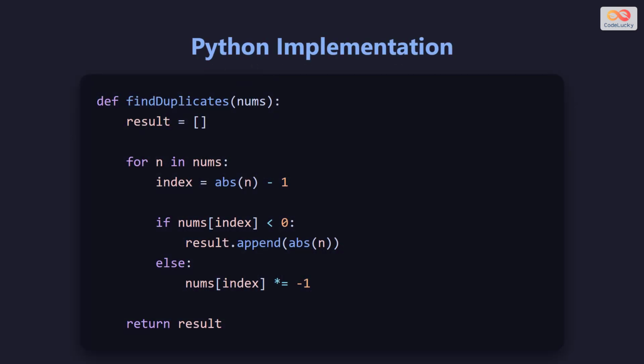Here is the Python implementation. We loop through each number in the array. We calculate the target index using the absolute value of the current number minus 1. If the value at that index is negative, we append the number to our result. Otherwise, we multiply the value at that index by -1.